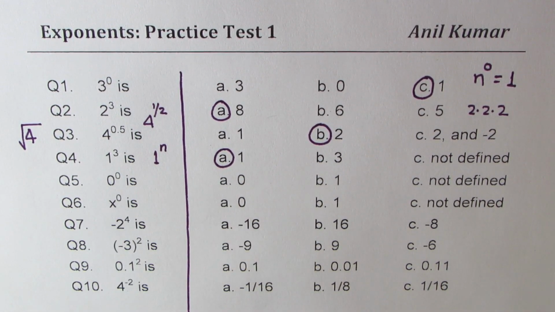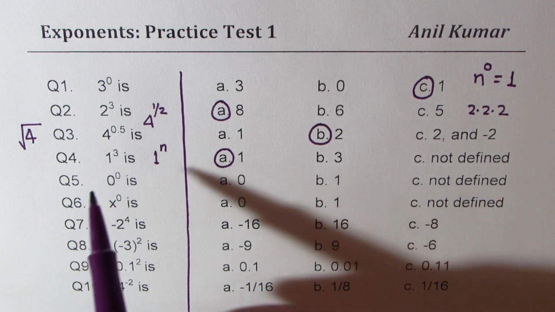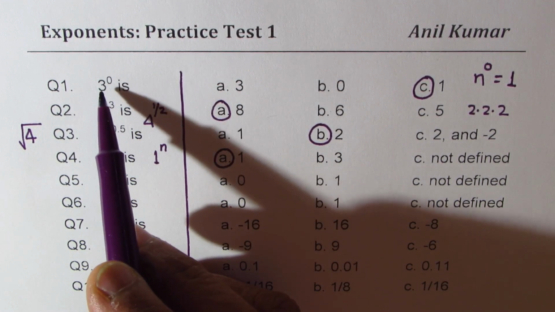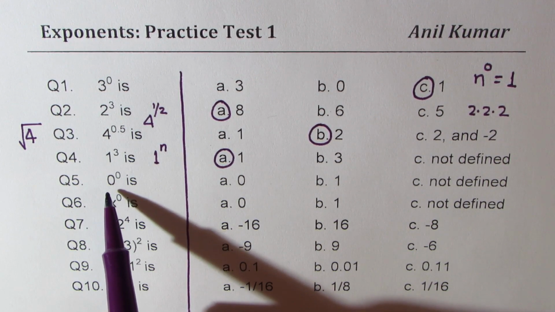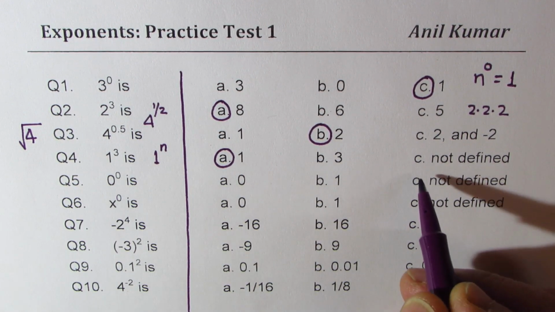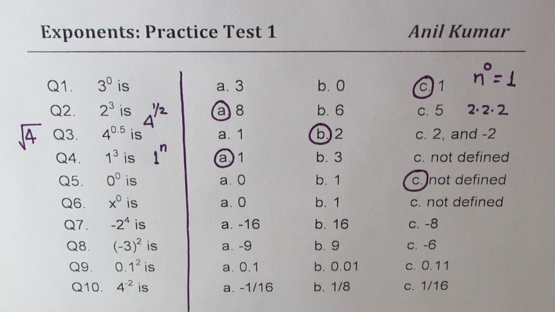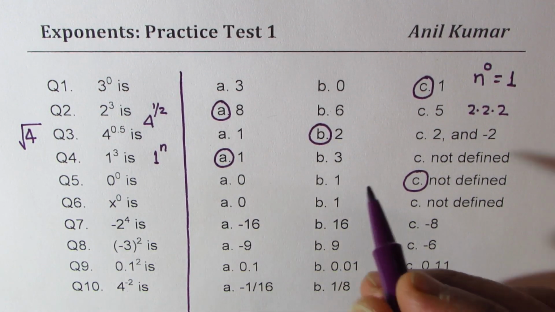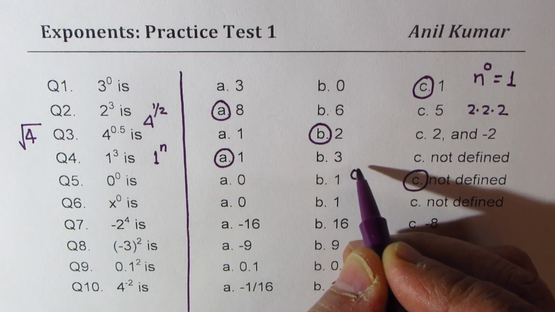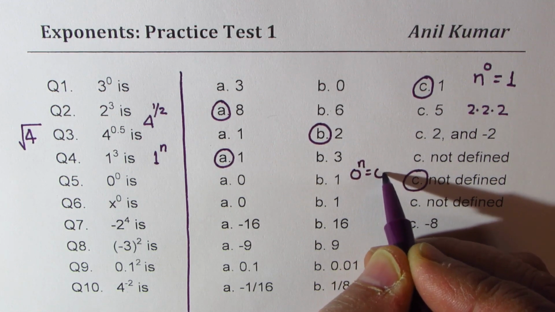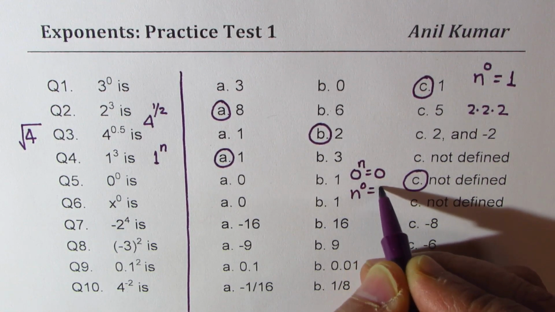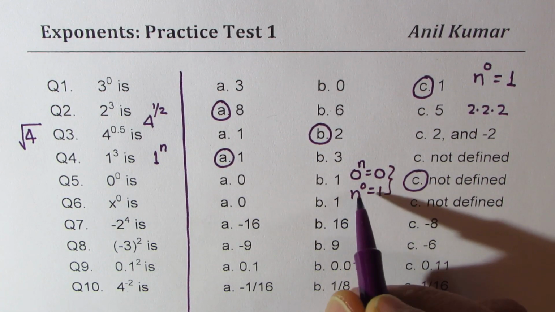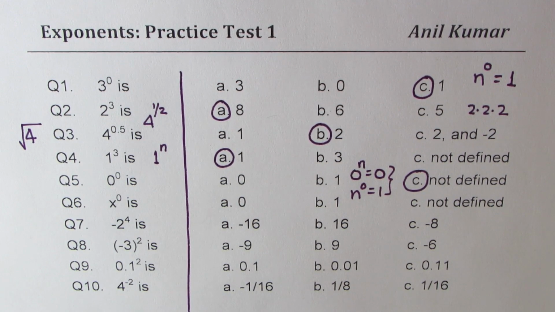0 to the power of 0. Now, anything to the power of 0, as you saw in the first case, is 1 except 0. 0 to the power of 0 is not defined. Now, this is very tricky. Well, as you know, 0 to the power of n is equal to 0. And you also know that n to the power of 0 is 1. So, what to do when we have 0 to the power of 0?